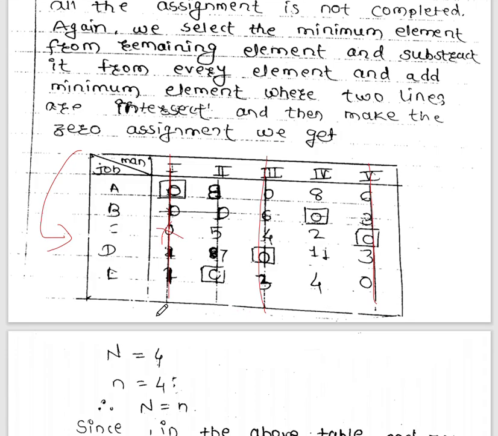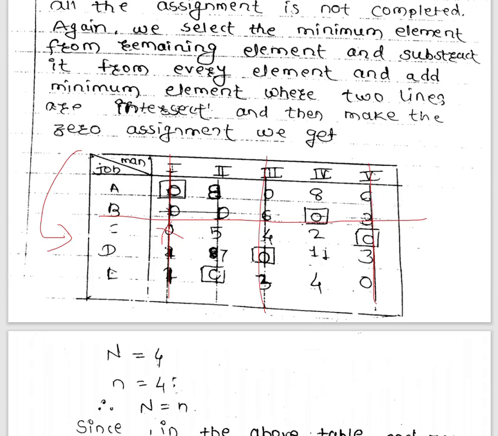Then go column-wise. In the first column there is already a 0 assigned, so therefore we can skip. In the second column there are 2 zeros, so therefore we can skip this. In the third column there is already an assigned 0. In the fourth column there is only 1 zero, so therefore we can cross the second row. Okay, so we can make a zero assignment here. In the fifth column there is already an assigned 0.